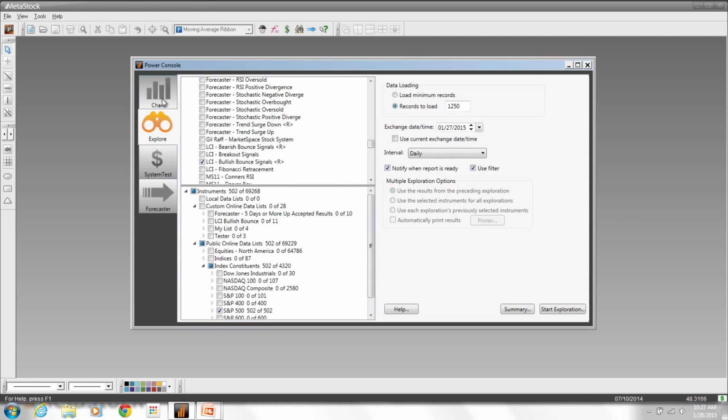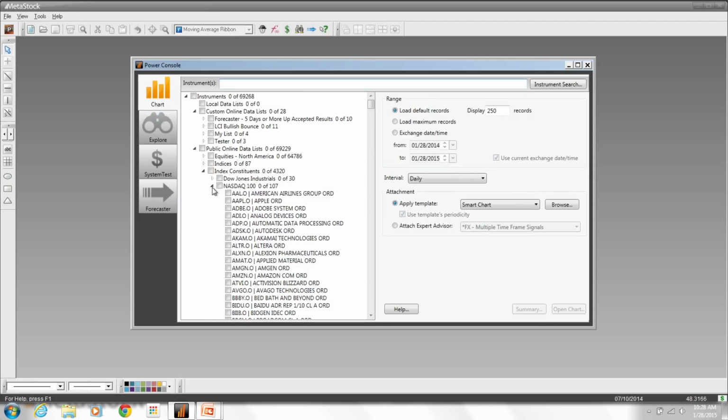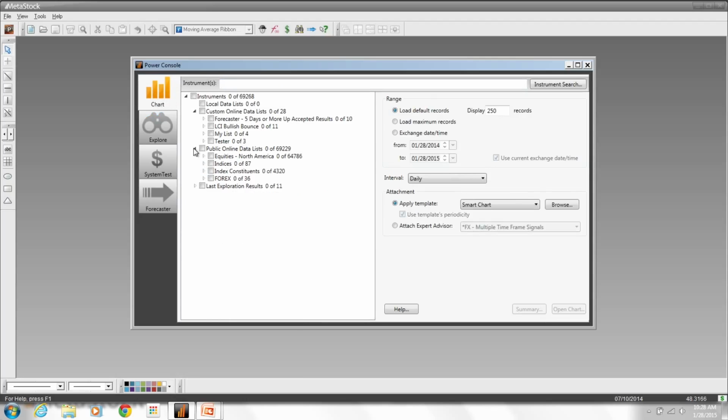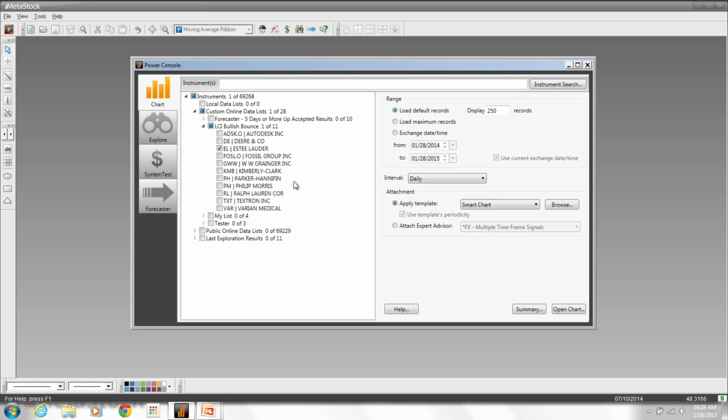Now, at the top of my MetaStock Power Console, I'll click on Charting, and you'll notice that under my Custom Online Data List section I have my custom LCI Bullish Bounce list. So I can go ahead and expand this, and I'm going to look for Estee Lauder, or EL. Now, from here, I select the template that I want to see.